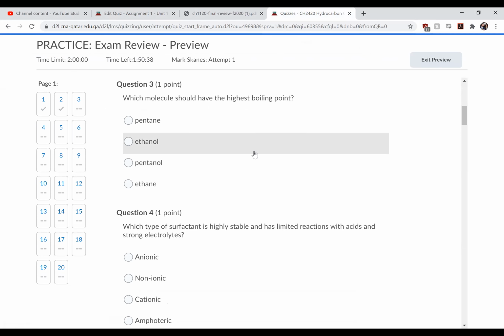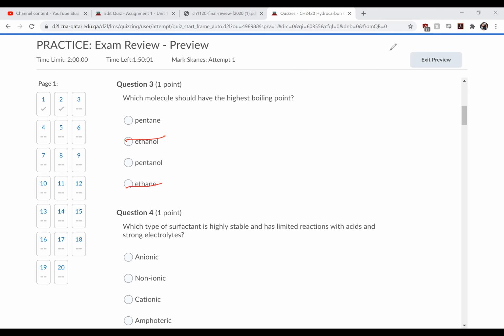Okay, so back to question 3. I'm wasting a lot of time here, I think, but question 3, which would have the highest boiling point? Now, again, you could answer this by eliminating two of these. What do I mean? We know that larger carbon chains are going to have the highest boiling point. So we have ethane and we have ethanol. They're not going to be up there with pentane and pentanol. So instead of a 4-choice question for A, B, C, D, this is really only 2. It can't be ethanol. It can't be ethane. They're smaller. It has to be pentane or pentanol.